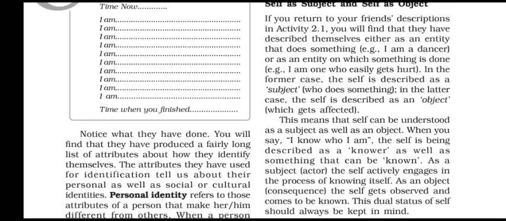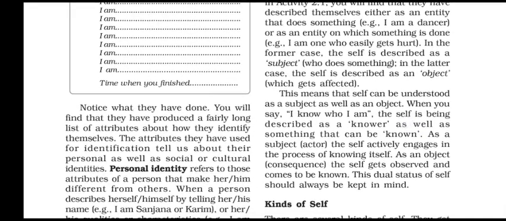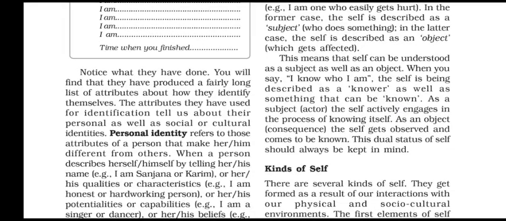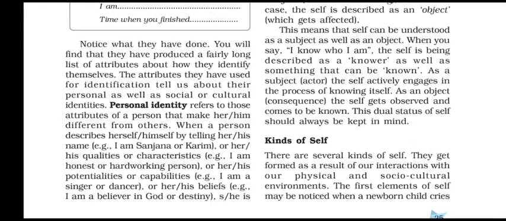If you return to your friend's description, you'll find that they have described themselves either as an entity that does something or as an entity on which something is done. In the former case, the self is described as a subject. In the latter case, the self is described as an object. This means that self can be understood as a subject as well as an object.